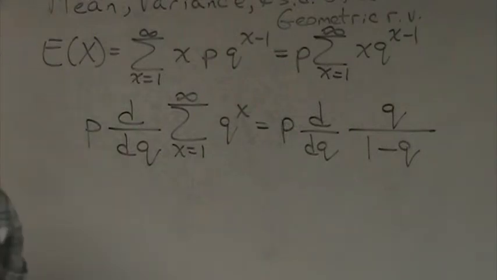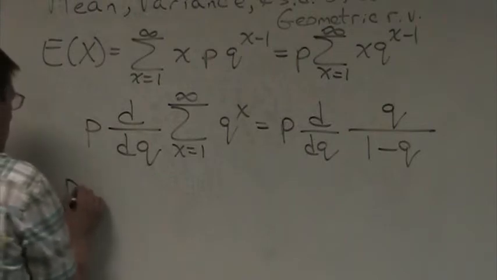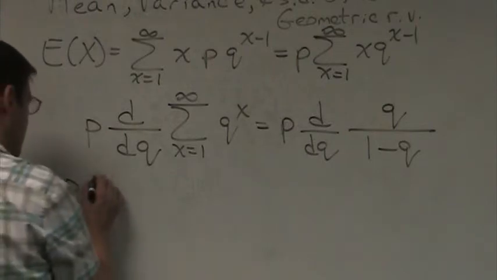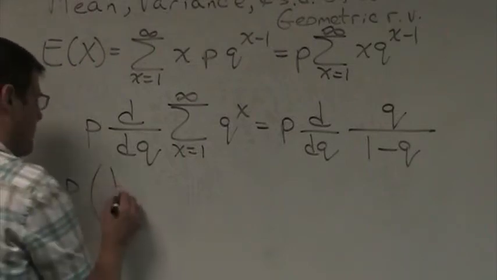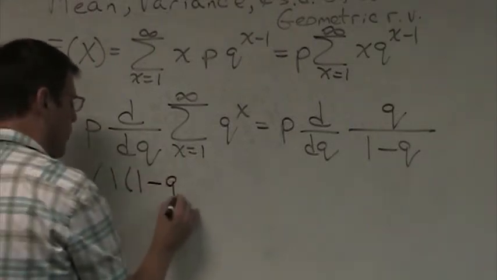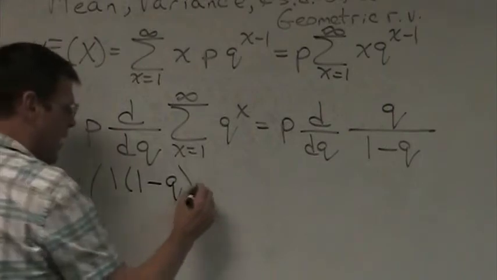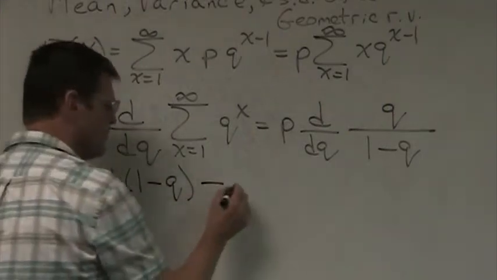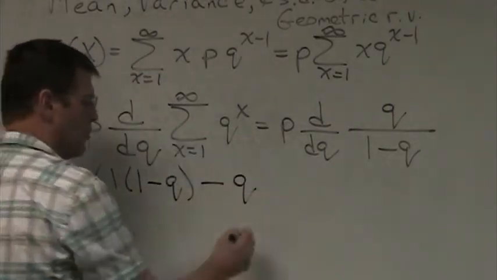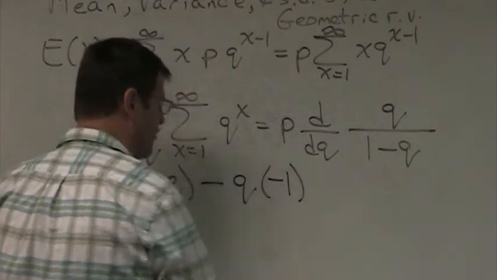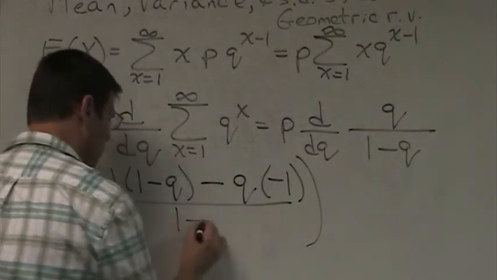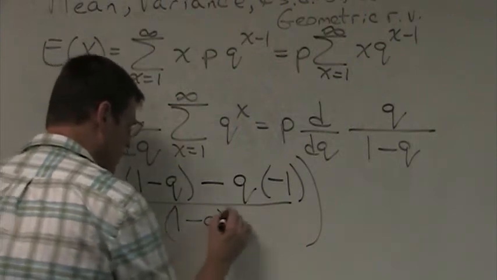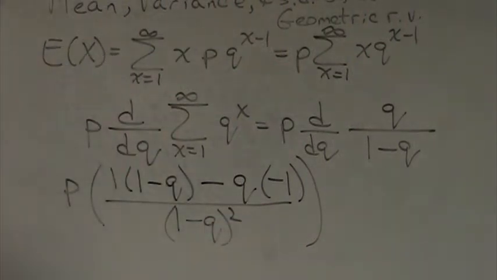So at this point, we're going to use the quotient rule for taking the derivative. We have p times, okay. The derivative of the numerator is 1 times the denominator, 1 minus q, minus the numerator, q, times the derivative of the denominator, which is negative 1, all divided by 1 minus q quantity squared.